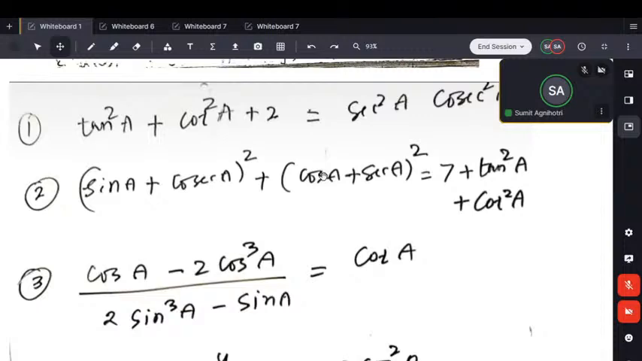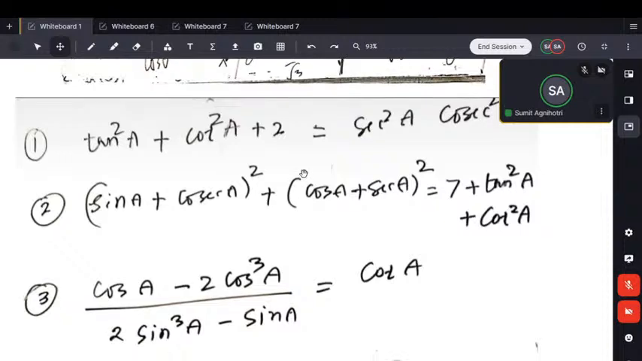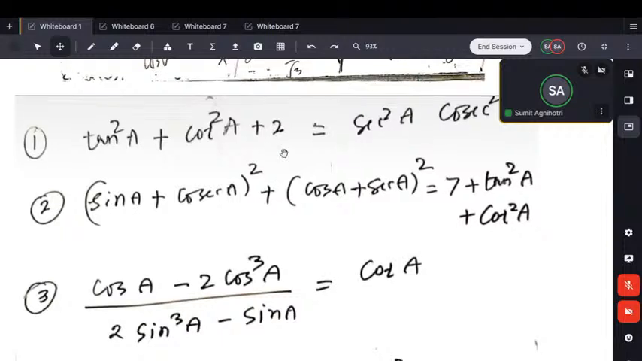Okay, as you are okay with these identities, now let's consider the solution of these 10 most important questions. The first question is tan square a plus cot square a plus 2 is equal to sec square a times cosec square a. And let's consider these important questions.